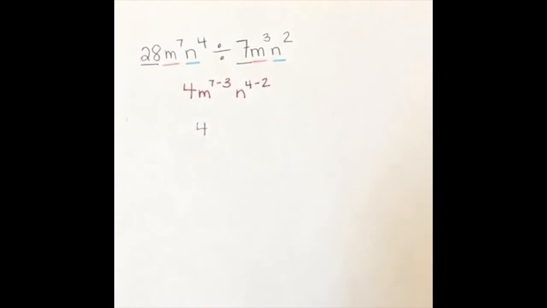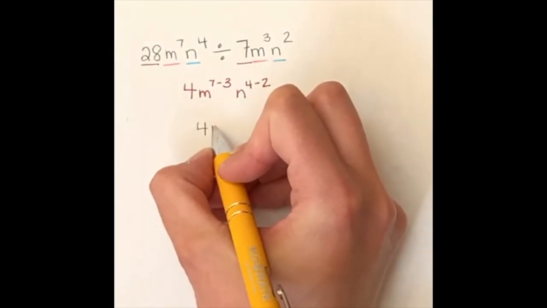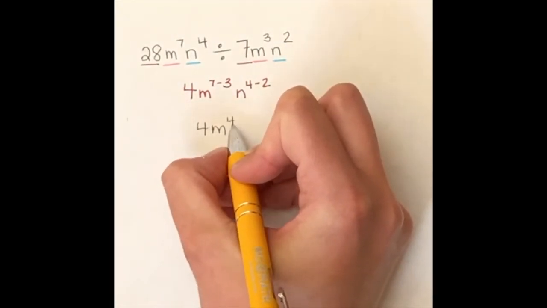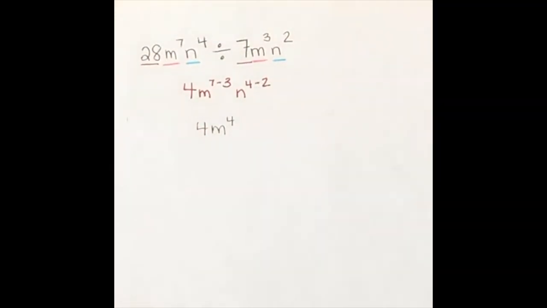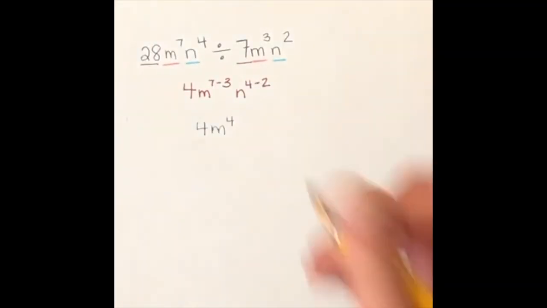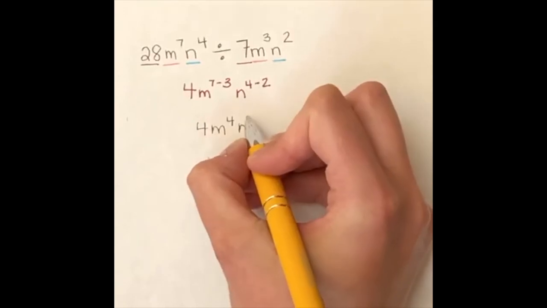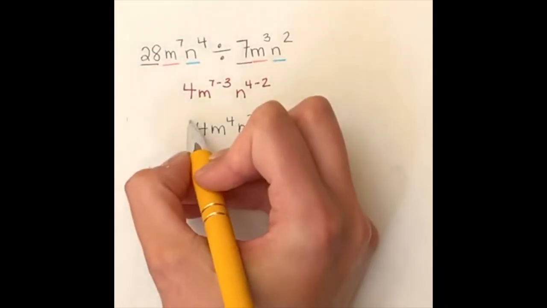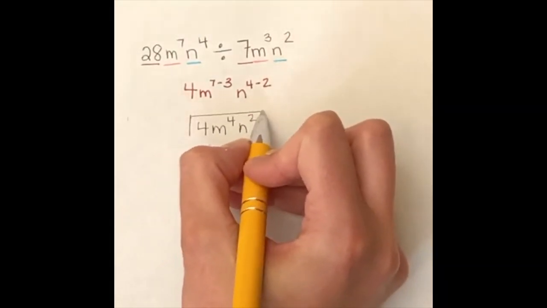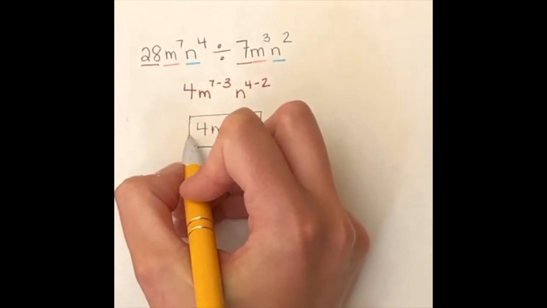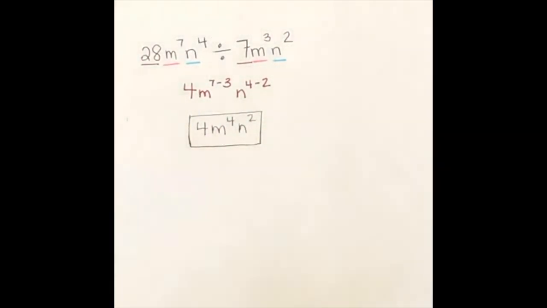7 minus 3 is 4. So m to the 4th power. And 4 minus 2 is 2. So this would be n squared. So when I look at this to make sure that I have simplified everything that I need to and that I can, I notice that first of all, there's no other whole number coefficients involved. So 4 is 4, can't work with it anymore.